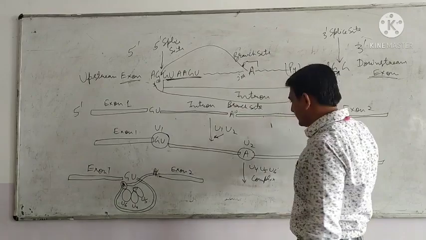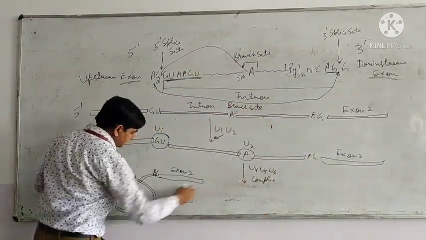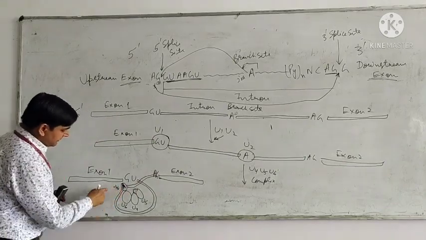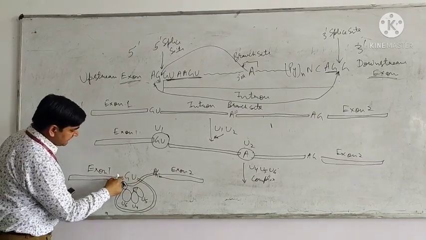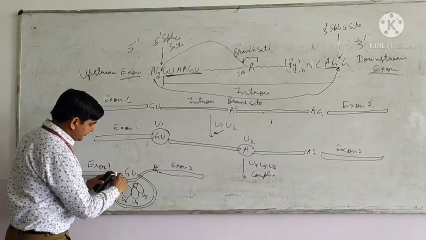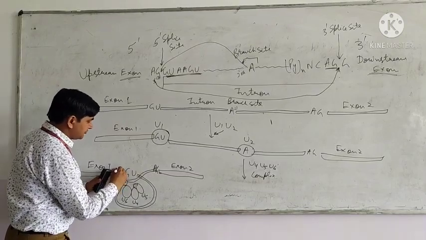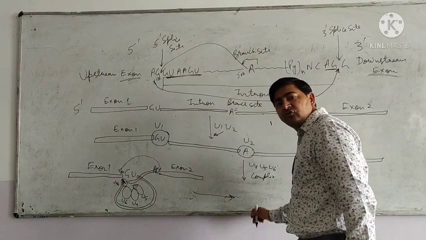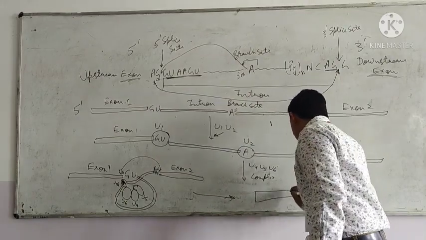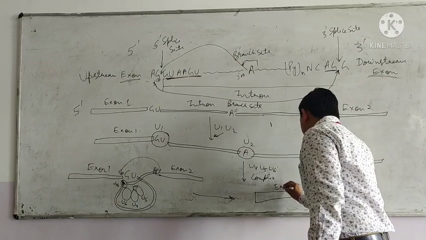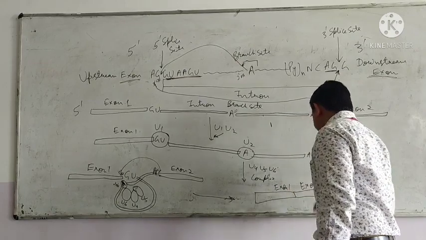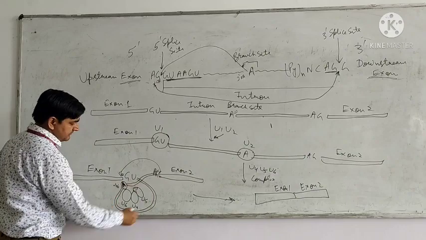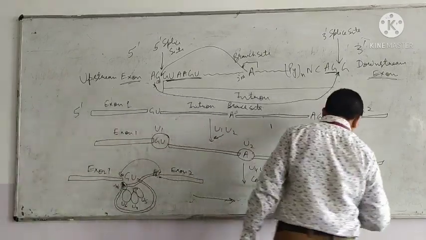So two transesterification reactions occur, as you see here, when this complex comes, it closes, and this adenine molecule's 2 prime OH, the second hydroxyl group, attacks this, breaks this phosphoester bond, and this 3 prime OH group attacks this and forms a phosphoester bond, and so exon 1 and exon 2 join as a splice product, or you can say final product or splice product, and this lariat or intron is removed from the complex.